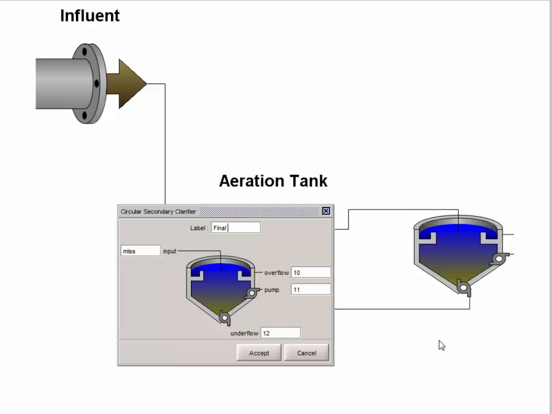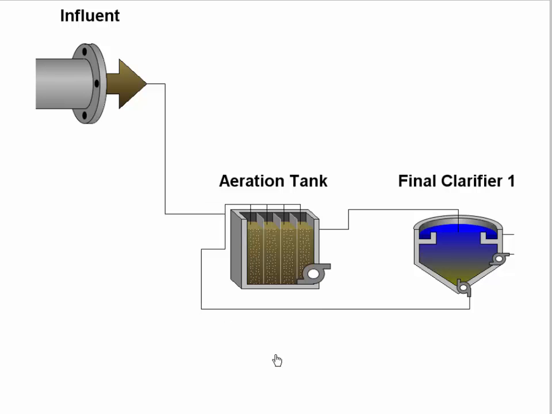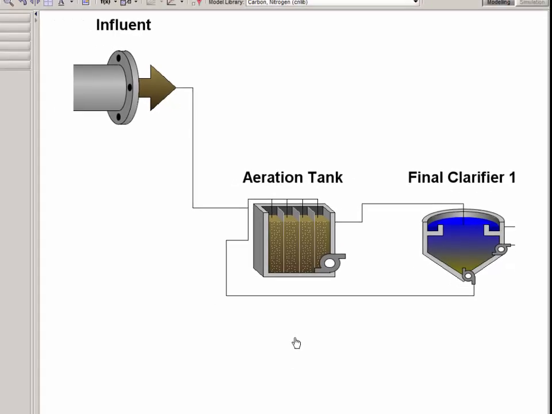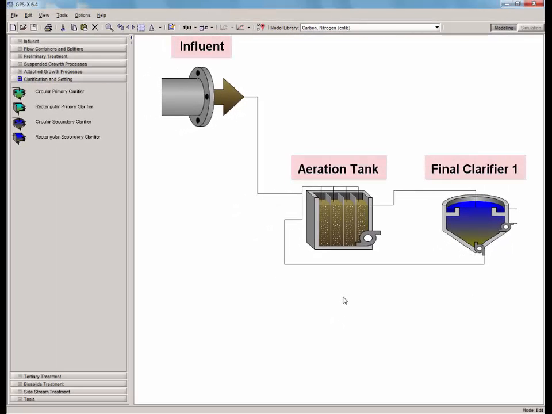Let's call the clarifier Final Clarifier 1, the overflow FE1, the pump WAS1, and the underflow RAS1. Remember to accept these changes. As you can see, right now only the object labels are visible. To turn the labels on and off, click on the label button and tick on objects and streams.